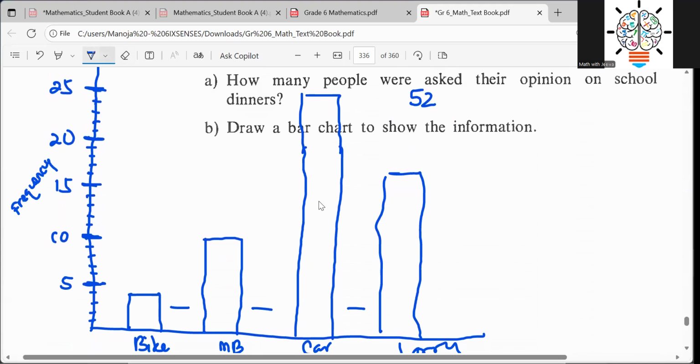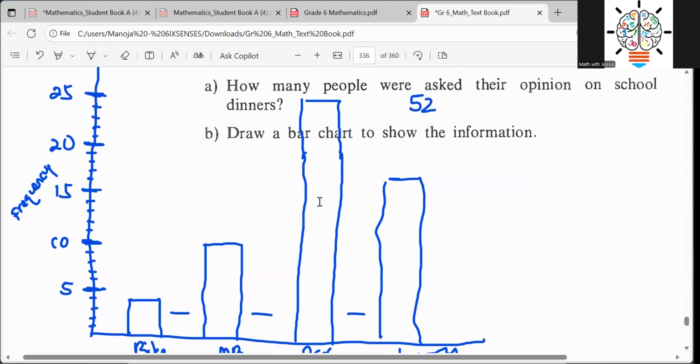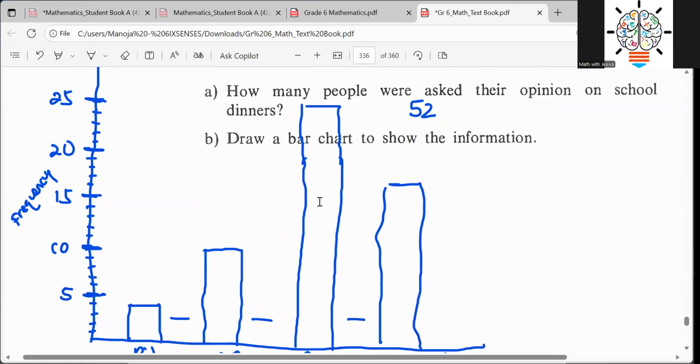Okay, and then on this side we want to write the type of the vehicle, and you draw the graph like this. Hope it is clear, even though my graph is not clear at all, children. I have not used the rulers. What you can do, you can nicely do this.